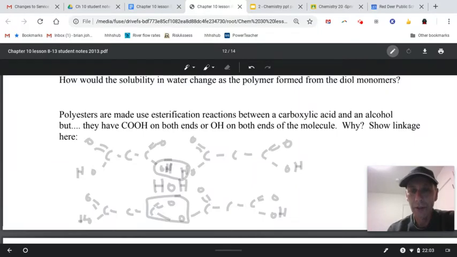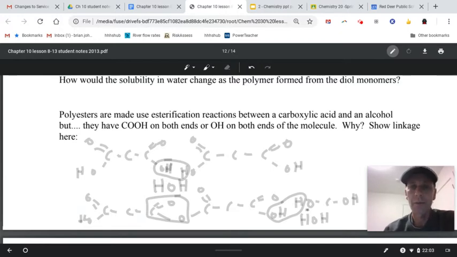Now we could have also done this if it was just an alcohol. So I'm going to put another alcohol here, OH, C, OH. So we'll put a diol. Same thing again, we can remove the hydroxyl from there and the hydrogen from there. So the carboxylic acid loses its hydroxyl, the alcohol loses its hydrogen to make our water, and we get another ester bond. This becomes a polyester because it has many ester bonds.